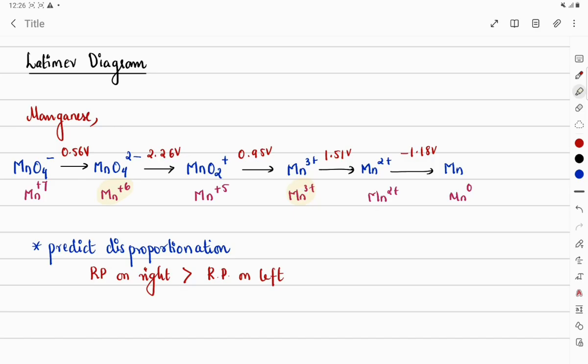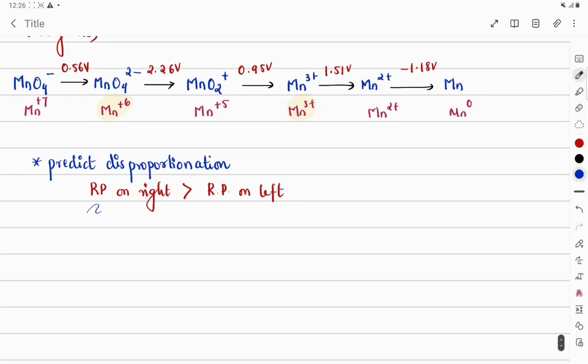Next species is Mn2 plus. On right it's a negative value, on left it's a positive value. So obviously right is less than left and it is not possible. Mn0 cannot further reduce into Mn negative oxidation states, so that need not be considered. So which are the species which can undergo disproportionation in case of manganese? They are firstly Mn plus 6 and secondly Mn plus 3. Both of these can undergo disproportionation reaction.